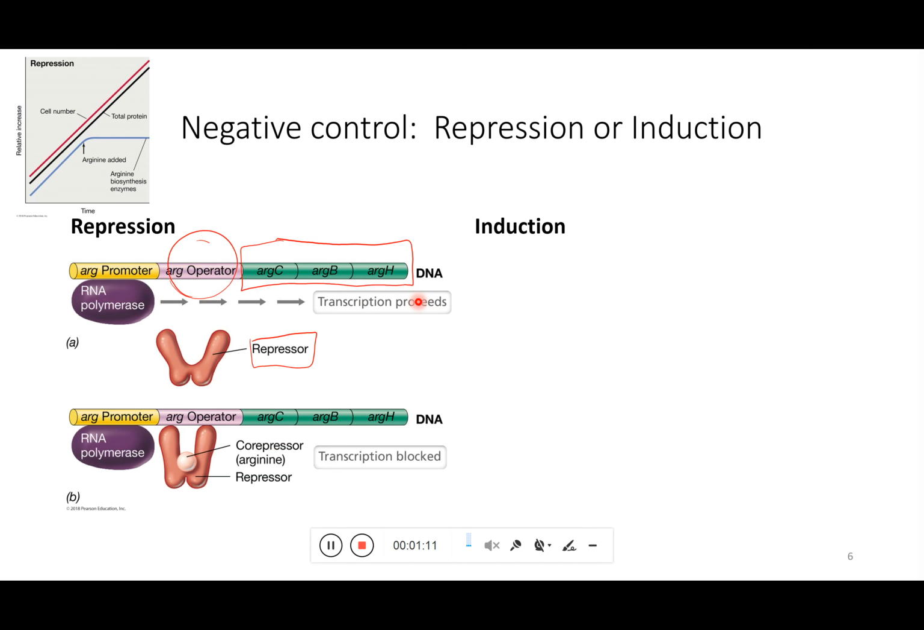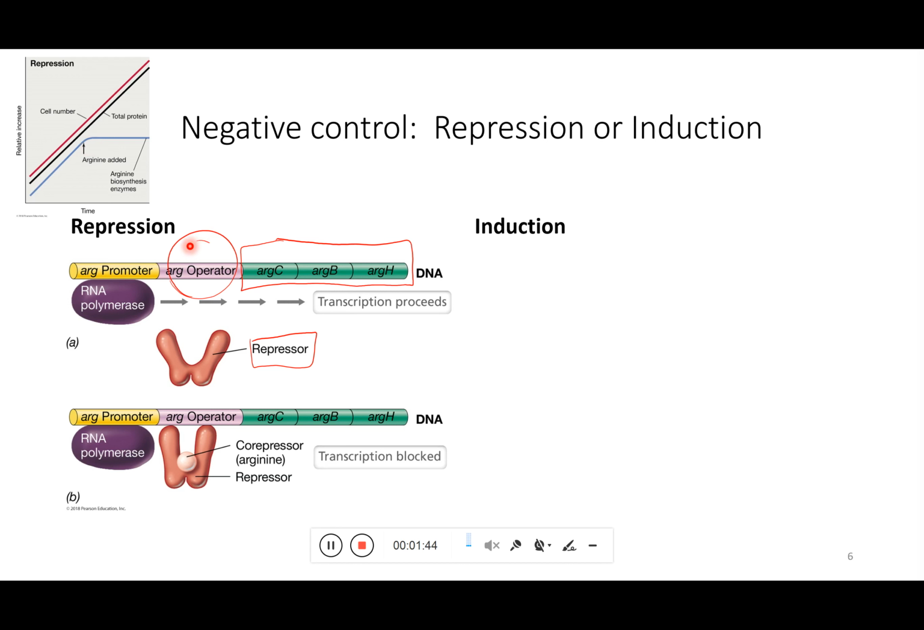The first situation I'm going to show you is a repression situation. This is arginine biosynthesis. Arginine biosynthesis is essential. We need arginine in order to survive, as does E. coli. But if it can find it in the environment, then it doesn't need to synthesize its own arginine. It can just obtain it from its diet. So as soon as arginine is added, we no longer need these particular genes for arginine biosynthesis.